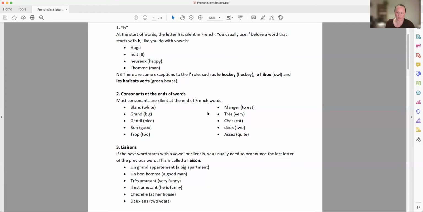So you'll get a much better understanding of this if you're actually watching either the video or if you've got the worksheet, because you'll see how they're spelt.